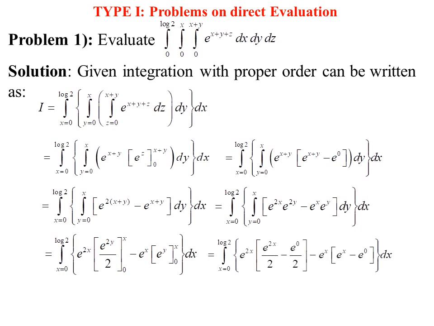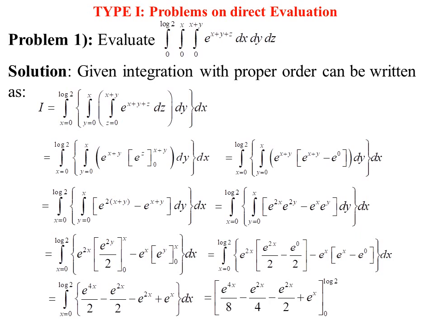Integration 0 to log 2. So that bracket with substitution of limits is now written as e raised to power 2x, e raised to power 2x upon 2 in square bracket, minus e raised to power 0 upon 2, minus e raised to power x, which was constant. Substituting the upper and lower limit, this becomes e raised to power x minus e raised to power 0, with respect to dx. And finally this curly bracket is simplified in terms of e raised to power 4x upon 2 minus e raised to power 2x upon 2 minus e raised to power 2x plus e raised to power x into dx. Now this integrand we have to integrate with respect to x where the limits are 0 to log 2.